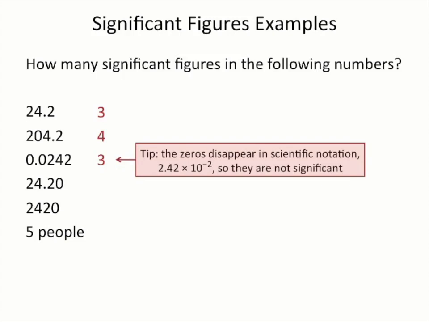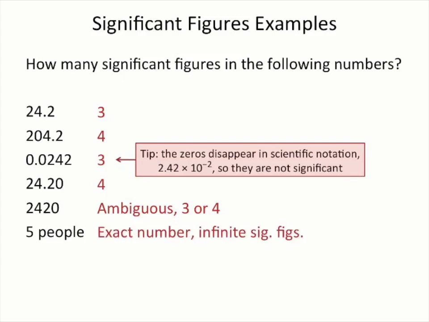Okay, the next one here, 24.20, since you wrote the 0 to the right of the decimal point, it means it's significant. Whereas if there's no decimal point there, you have 2420. This is ambiguous. It's either 3 or 4 sig figs. You should write this in scientific notation to make that clear. Okay, and then if you have 5 people, that's an exact number. We don't think of that as having a certain number of significant figures. When you're doing a calculation with an exact number, it doesn't affect the sig figs of the other numbers.